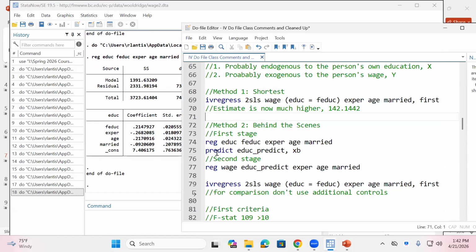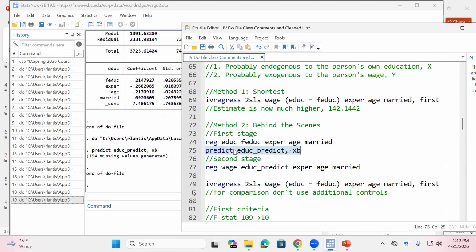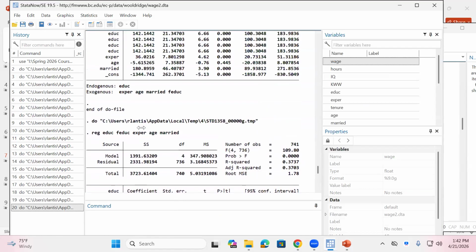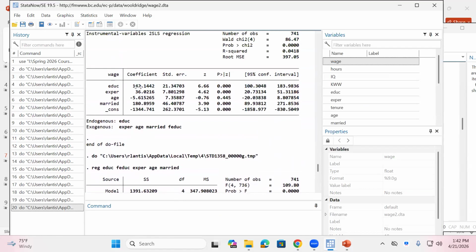Okay. I then am going to save my predictions. Here I call them my predicted values for education, using that predict command after I run the regression from the first stage. I'm then going to run my second stage, where I'm trying to predict wages, but now instead of using the actual X values, I use these predictions from my first stage. Hopefully I end up with the exact same estimate, 142, as we found using the built-in tool. Sure enough, I do.